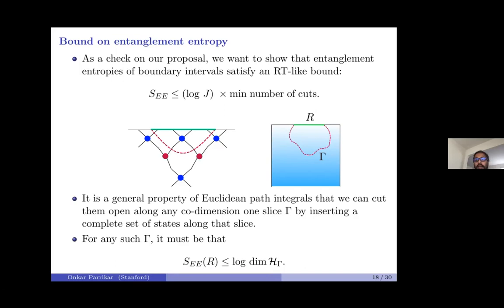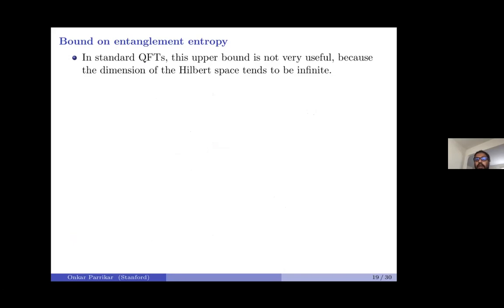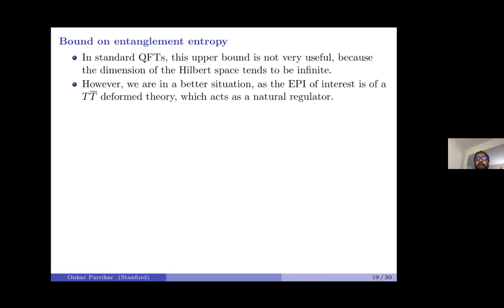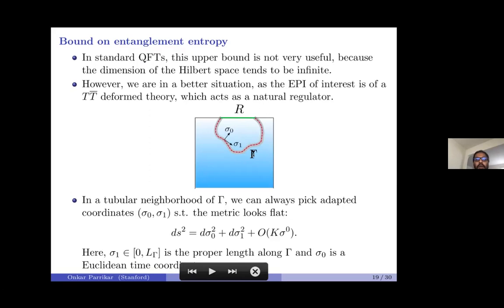Now, in standard quantum field theories, this upper bound is not very useful because this dimension of the Hilbert space on gamma tends to be infinite. Okay, but we are in a slightly better situation because the T-Tbar deformation acts as a natural regulator for this divergence, and so that's what we want to show. We want to show that the T-Tbar deformed field theory has a better behaved dimension of the Hilbert space on cuts like this, okay?